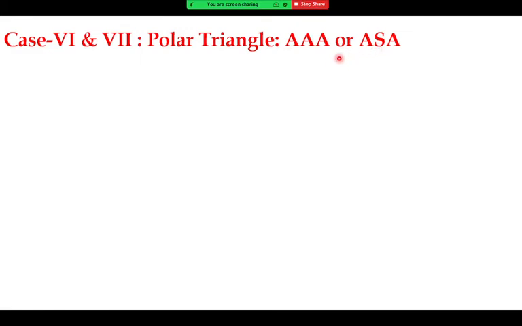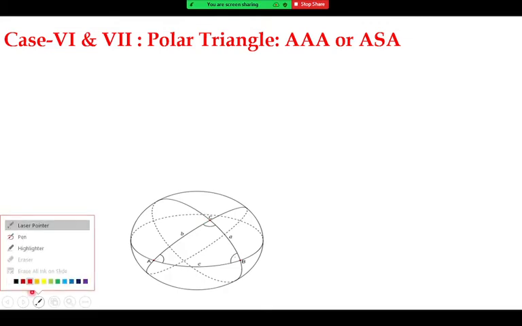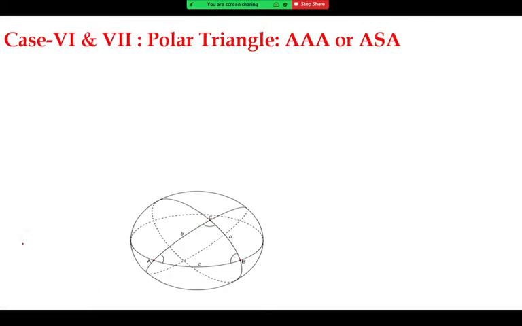In which case are we mainly using this polar triangle? This is triple A, all three angles given, or angle side angle given. Already we discussed the spherical triangle. So what is the spherical triangle in this figure? Which one is the spherical triangle? This triangle ABC, is it? And that is made up of the intersection of three great circles.